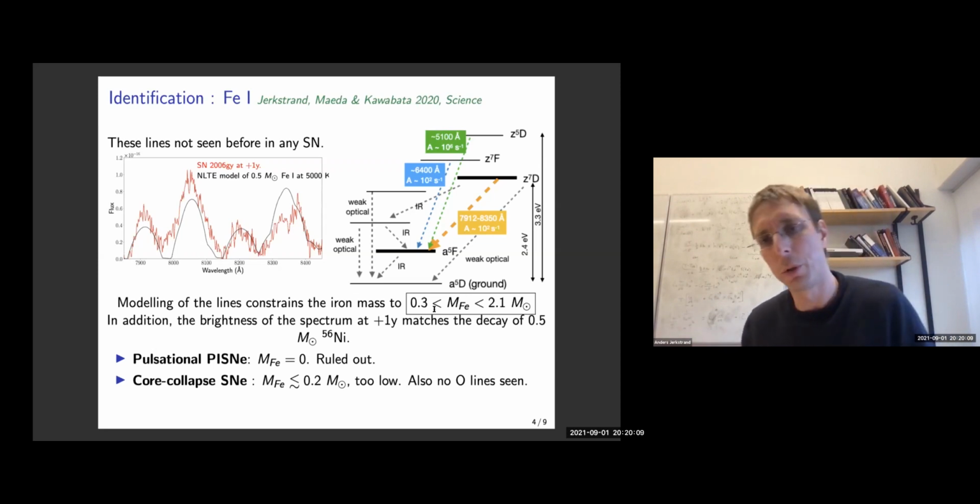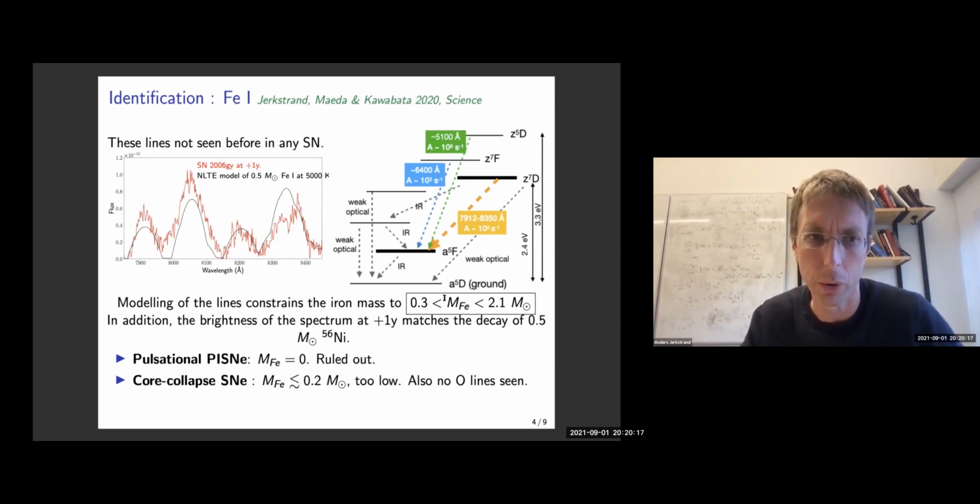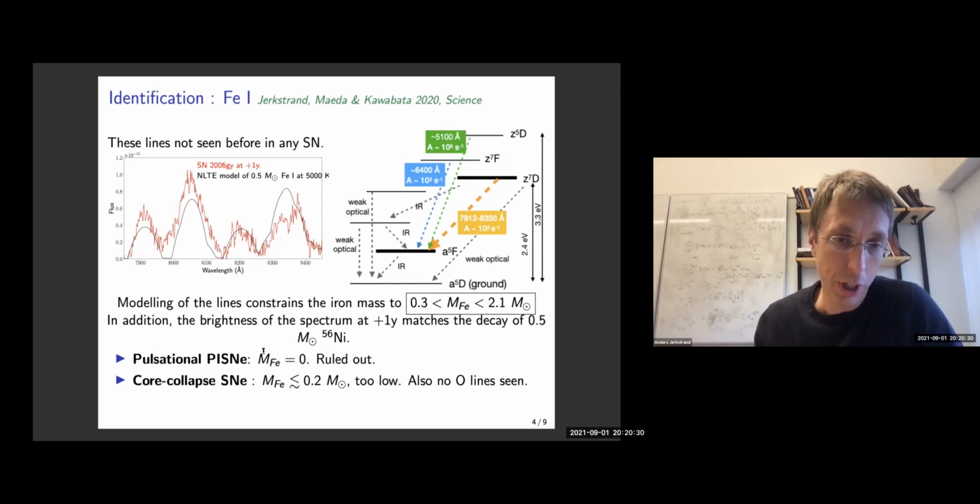And I'm not going to go through all the details here. It was quite a lengthy analysis, but the final result was that we could limit the mass of iron between 0.3 and 2.1 solar masses. So this is a large iron mass, and these two main classes that we had before immediately had problems here. The first one, pulsational shell collisions.